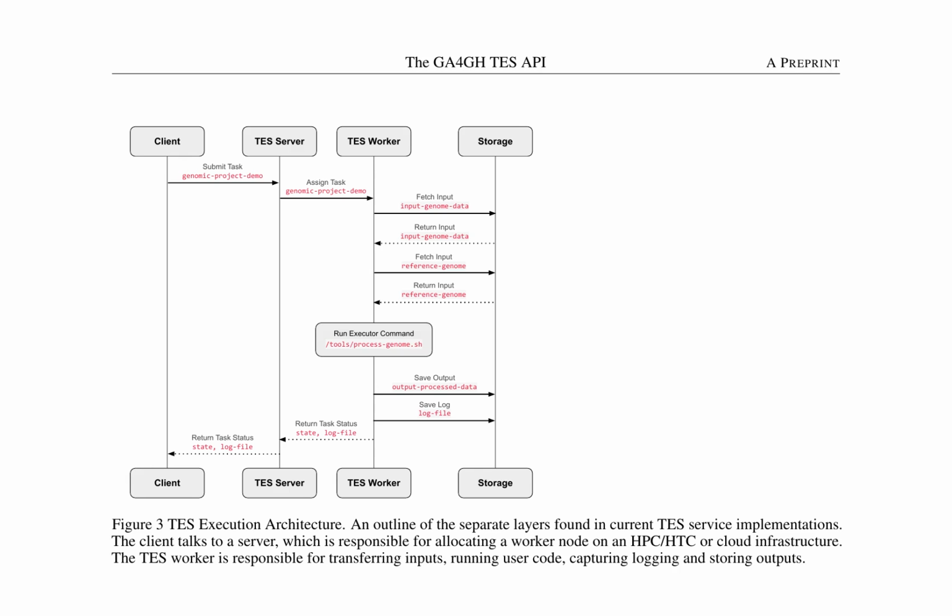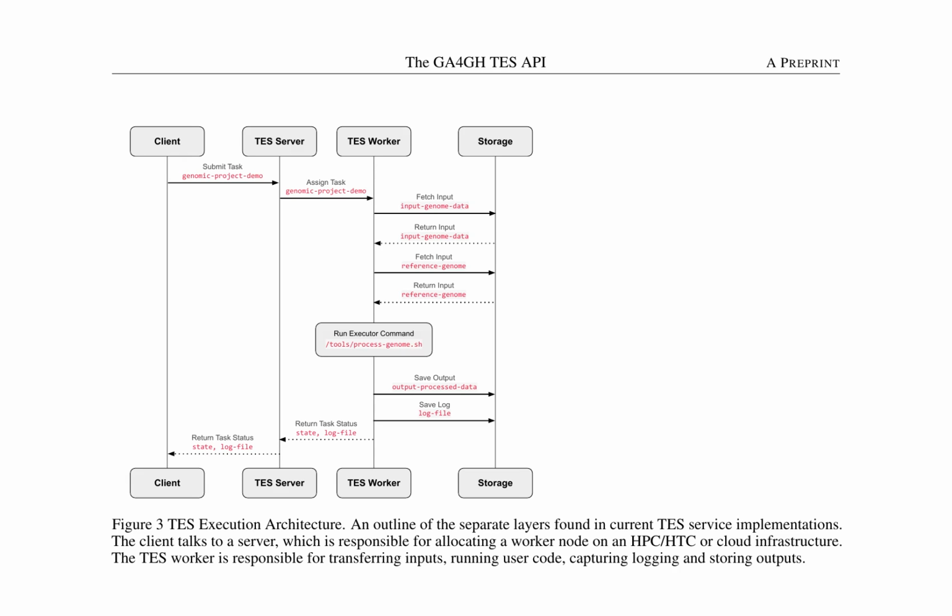The TES API is a comprehensive system designed to efficiently manage and execute genomic data processing tasks. It consists of three main components: the client, server, and worker node. The client initiates task submission to the server, which allocates a worker node on an HPC, HTC, or cloud infrastructure. The worker node is responsible for transferring inputs, running user code, capturing logging, and storing outputs.